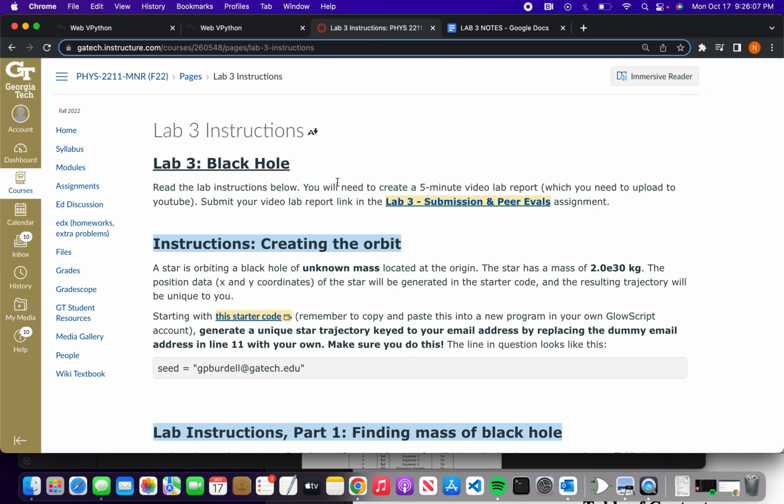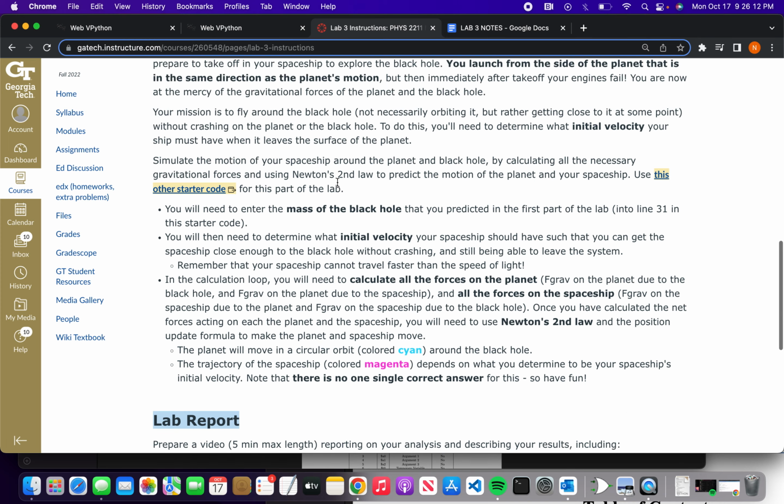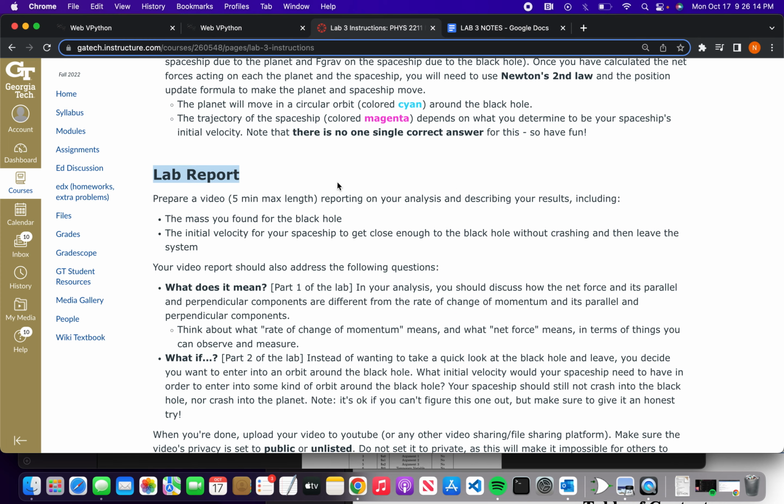To answer further questions for this lab, the parallel component of the rate of change of momentum represents the object speeding up or slowing down, and the perpendicular component of the rate of change of momentum represents the direction of our object. The rate of change of momentum and the net force mean the same thing. There's no difference. This is according to Newton's second law of motion.